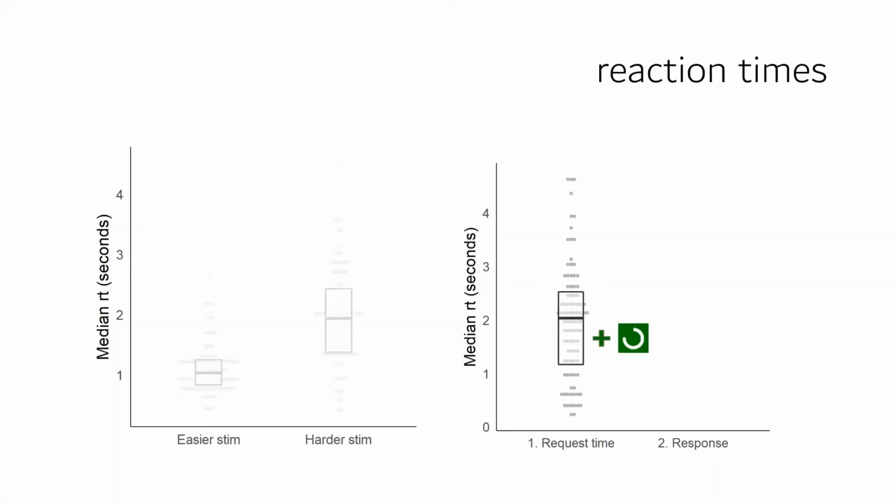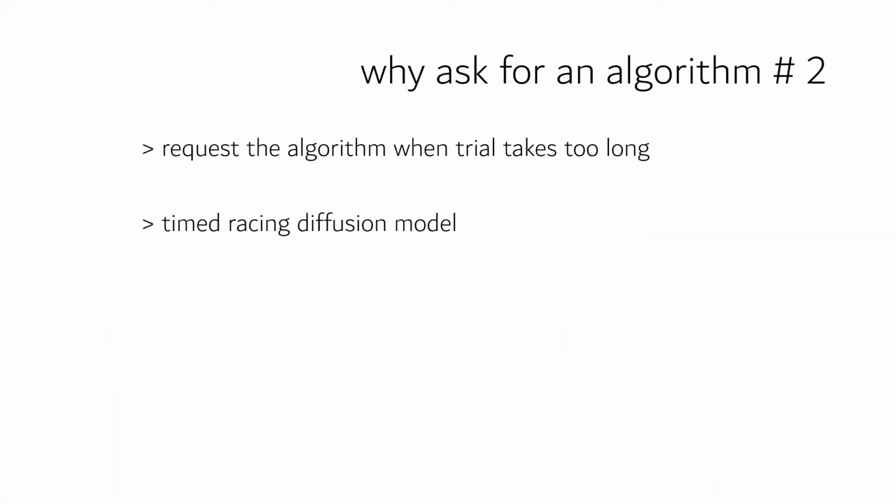And then after which, when they ask for it, it takes a second for the algorithm to load, then about another second for the arrow to pop up and for them to respond. So all up, this takes about 4.5 seconds over what would be 2 seconds if you don't make an intuitive guess. So we're curious, how does this fit within the framework of the timed racing diffusion model?